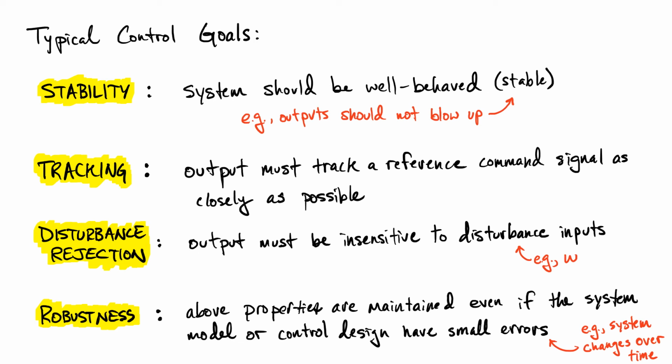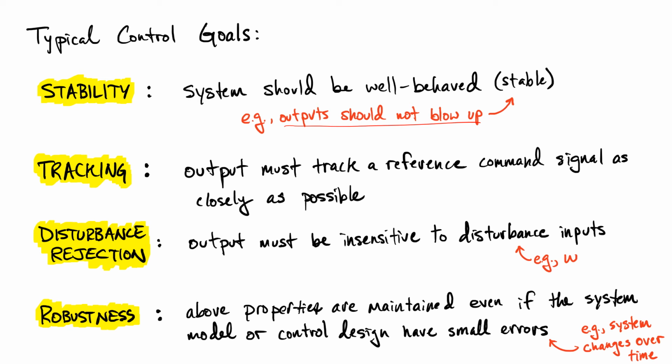The conventional example of something that is not stable is a microphone that gets too close to its speaker, and you get that really annoying squelch. And so that's an example of a system that is not stable, because there's the sound output that's essentially blowing up and causing that painful sound.